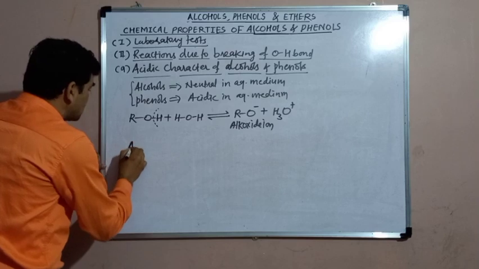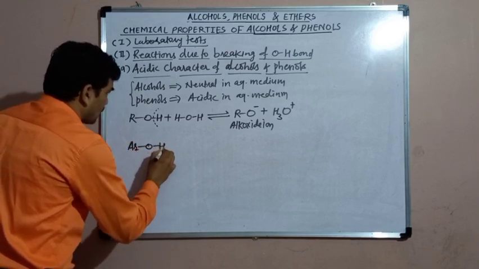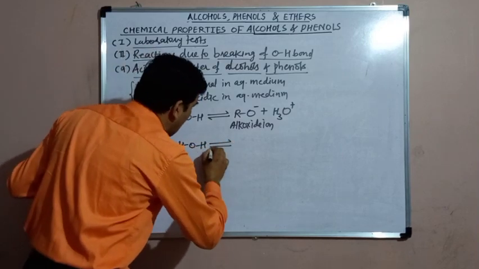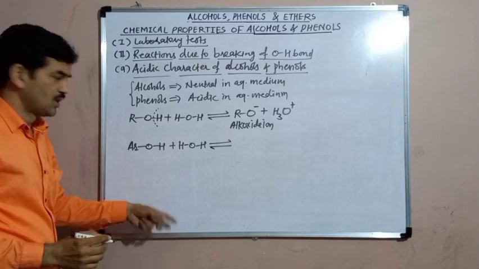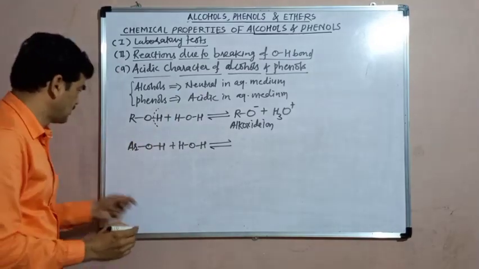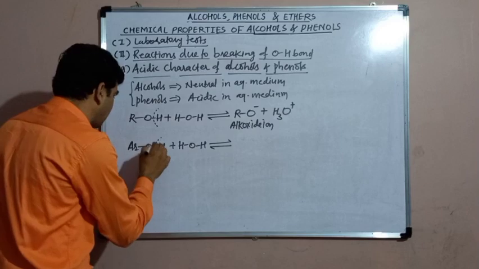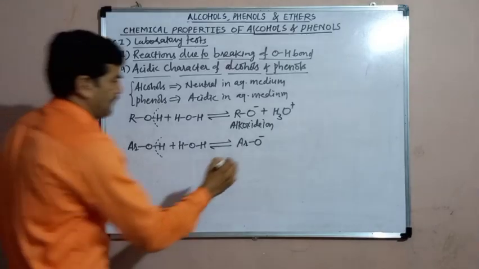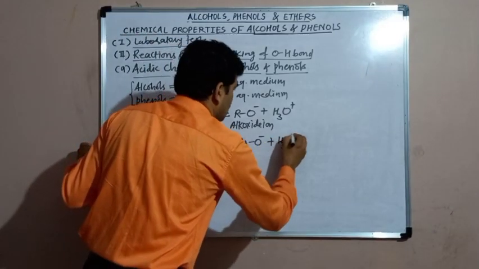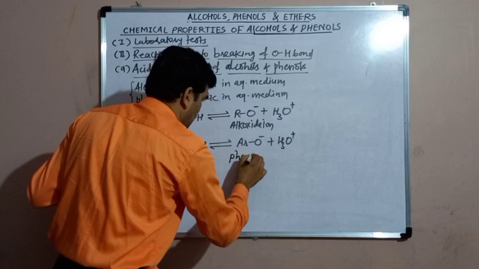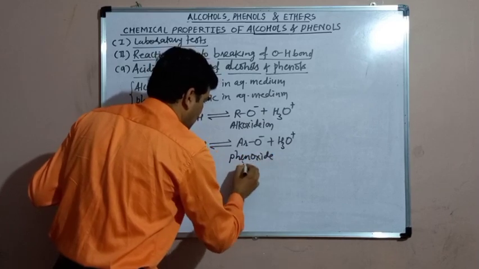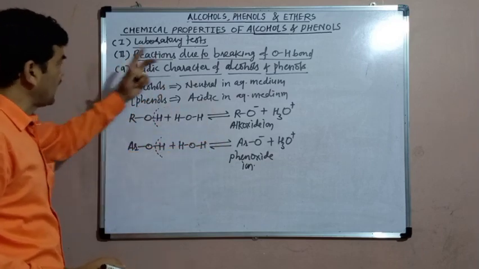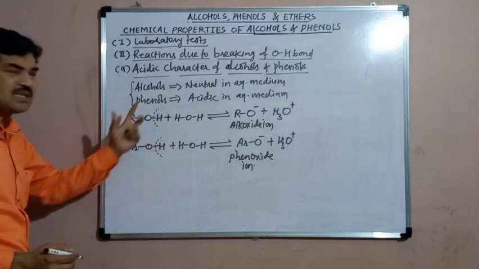Now here is the ionization of phenol. Phenol ionizes to a greater extent, to a considerable extent. Phenol ionizes to a considerable extent to give the phenoxide ion. Phenoxide ion. Now the acidic character can be explained on the basis of this ionization.